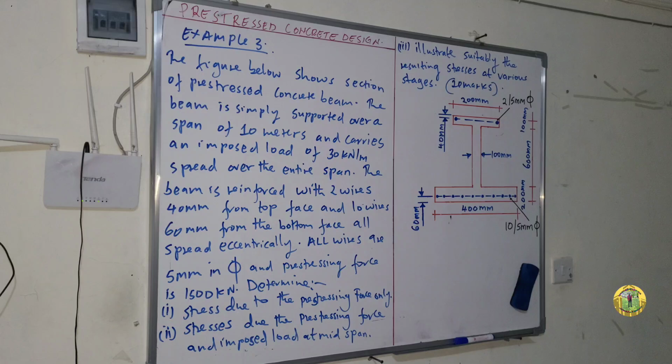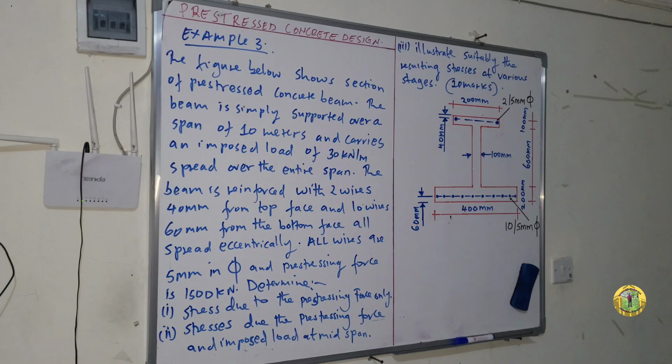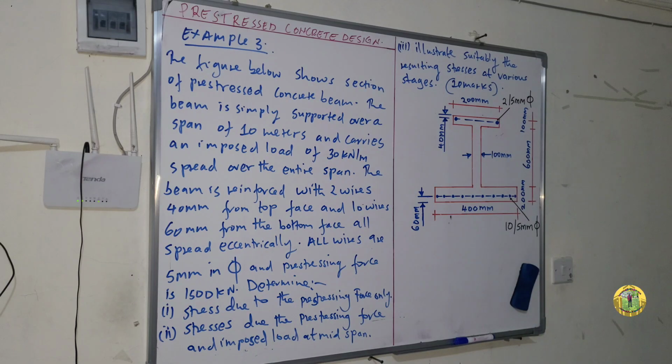The beam is reinforced with two wires, 40 millimeter from the top face and 10 wires, 60 millimeter from the bottom face, all spread eccentrically. All wires are 5 millimeter in diameter and the prestressing force is 1500 kilonewton. Determine stresses due to the prestressing force only and stresses due to prestressing force and imposed load at mid-span. Then the last question, illustrate suitably the resulting stresses at various stages. So the question carries 20 marks.